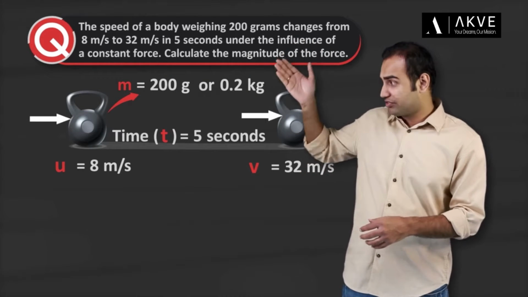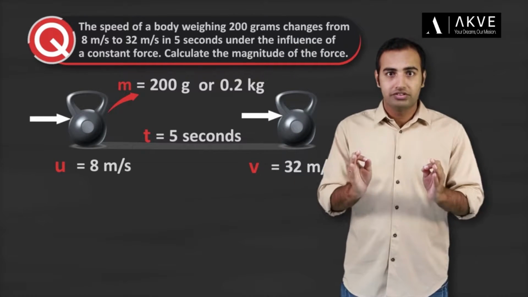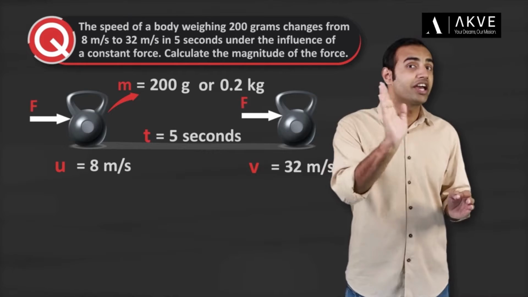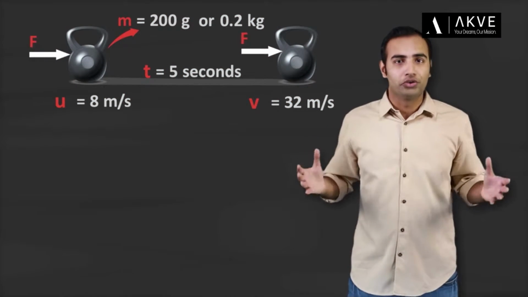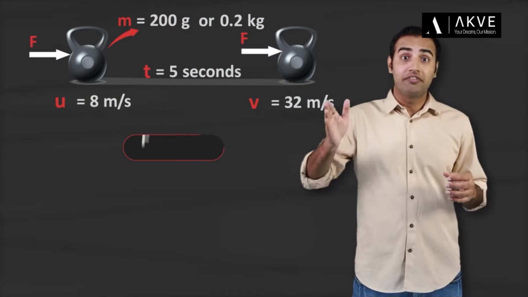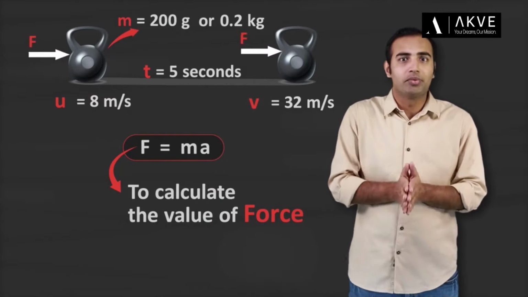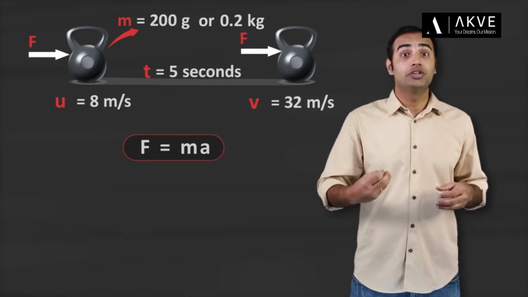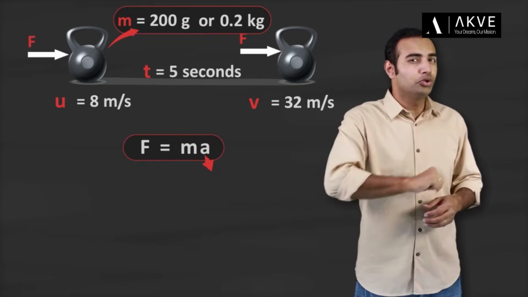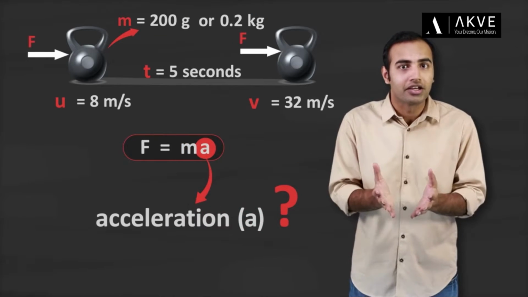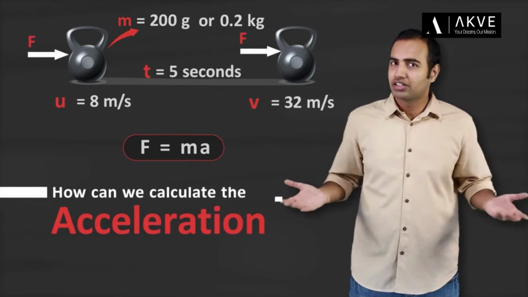Now, given all this information, the problem asks us to calculate the value of force F. Now, we all know that we need to use the formula F is equal to ma to calculate the value of force. But the problem is that although we know the value of mass m, we don't know the value of acceleration a. So how can we calculate the value of acceleration?